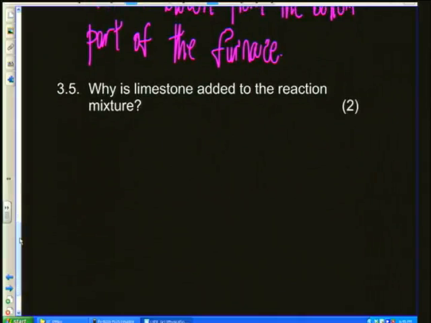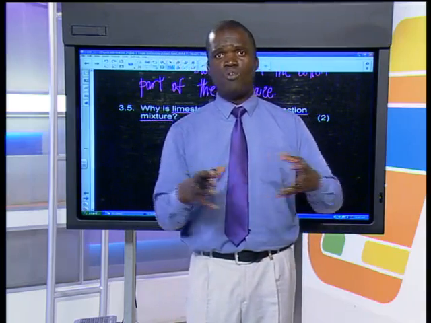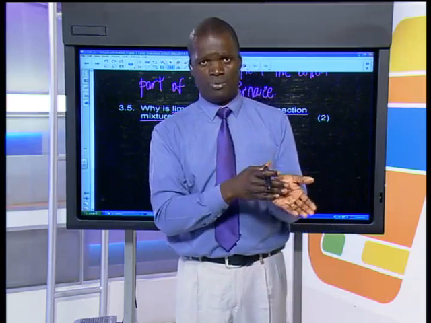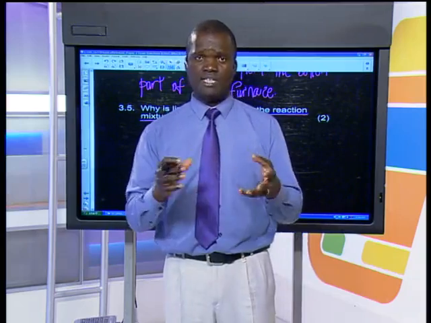Now the last part of question number 3: why is limestone added to the reaction mixture? What is limestone? Limestone is calcium carbonate. Calcium carbonate is added in there, and it decomposes into calcium oxide and carbon dioxide. When it does so, the calcium oxide removes the impurities such as silicon dioxide. In other words, we don't want the impurities in the iron that we are producing, so we put in calcium carbonate. As it decomposes, the calcium oxide removes the silicon dioxide.